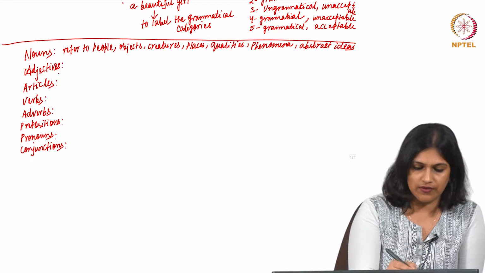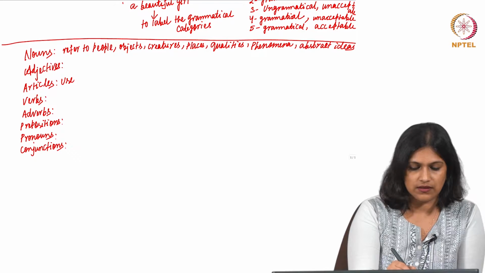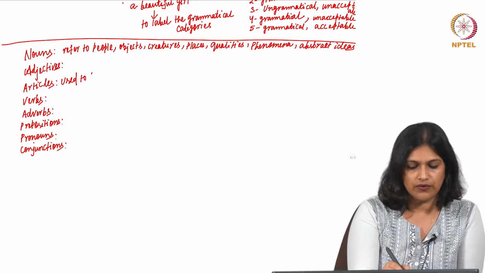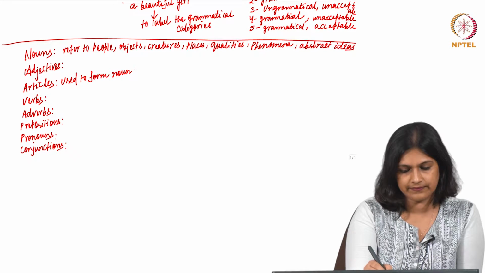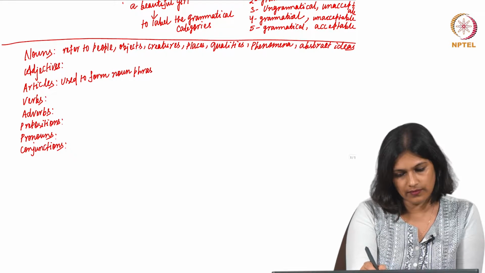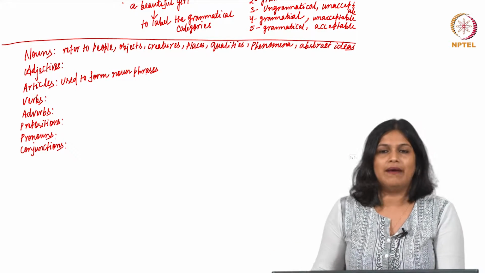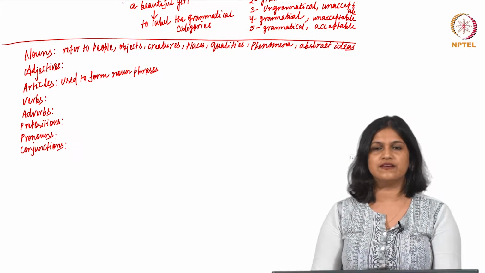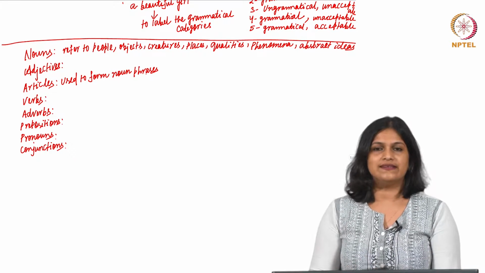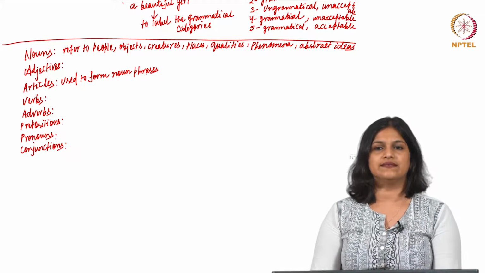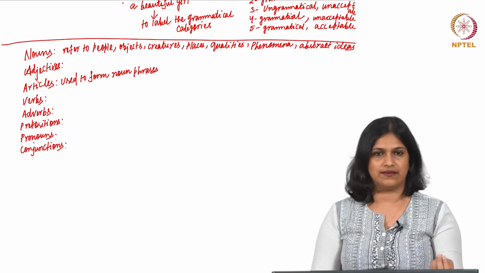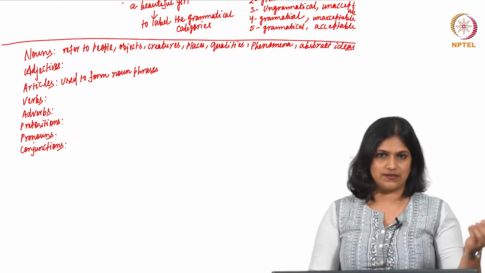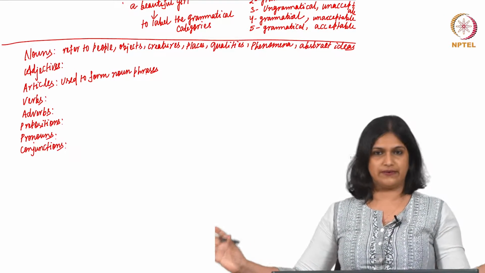So, what is the role of the article? Articles are used to form noun phrases. Man, a man. When you compare man versus a man, man is a noun, a man is a noun phrase. So, when you have a noun phrase, you would require an article. That is how it must have been taught to you. So, one is a noun phrase, the other one is a noun. Try to understand it clearly.